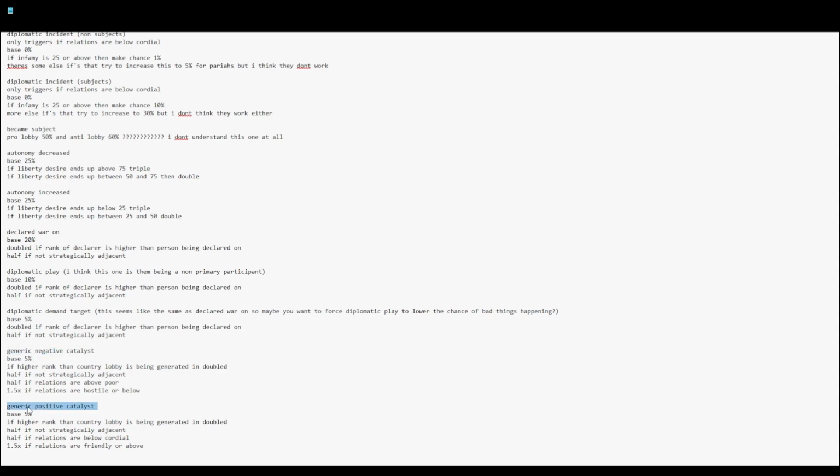Then we got the generic positive catalyst, which is a base of 5%. If higher rank than country is being generated in, then double. Half if not strategically adjacent, half if relations are below cordial, and 1.5 times if relations are friendly or above.